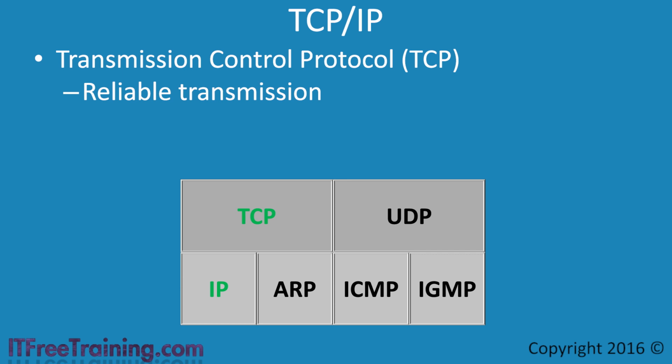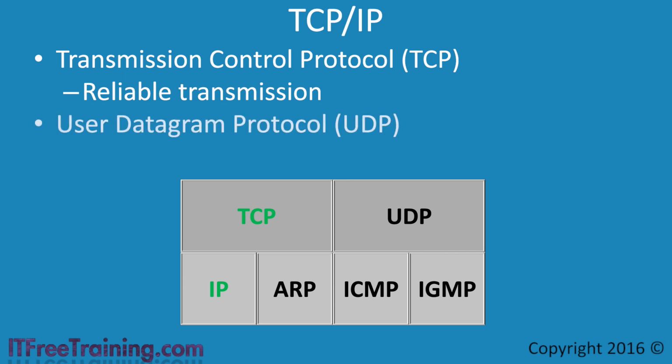It is also possible to use User Datagram Protocol, or UDP. This protocol is for unreliable transmission. This is like sending a letter using the postal system. Once you send the letter, you are not sure if it will arrive at the destination. It could get lost in the post, so to speak.